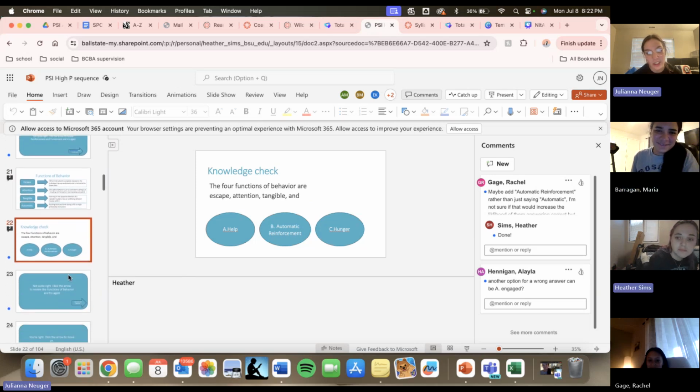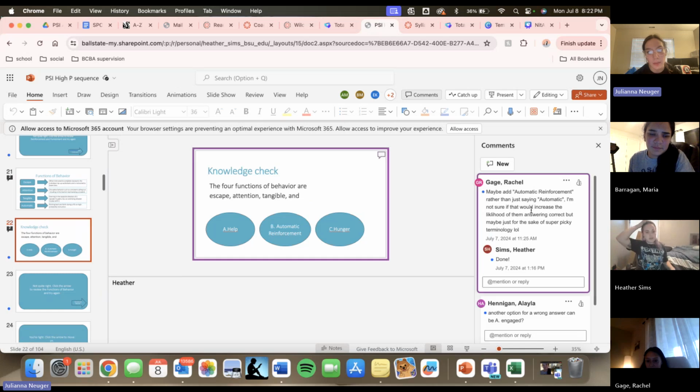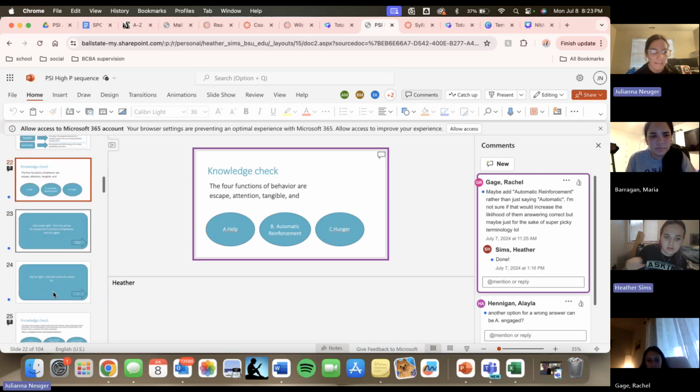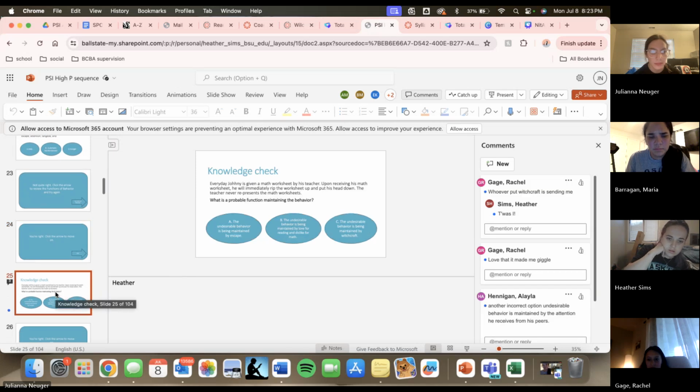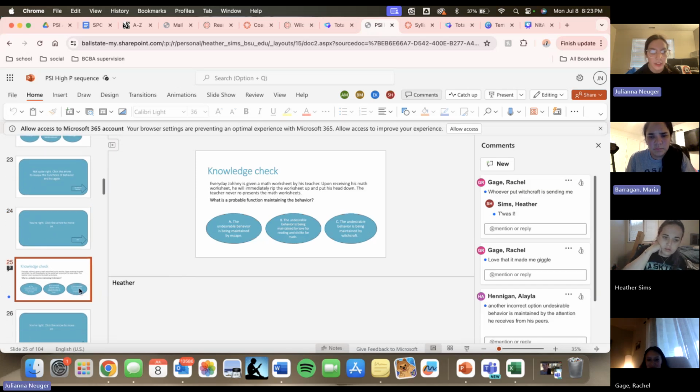Then another knowledge check just about the functions of the behavior. I saw Rachel added in a comment and that person fixed it. Yeah, really brief, just changing from automatic to automatic reinforcement just because of terminology purposes. Nice. And then another knowledge check.